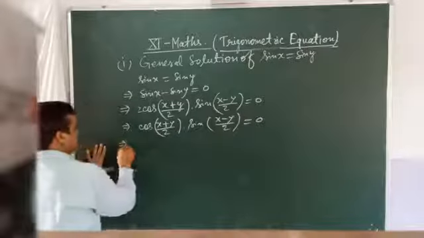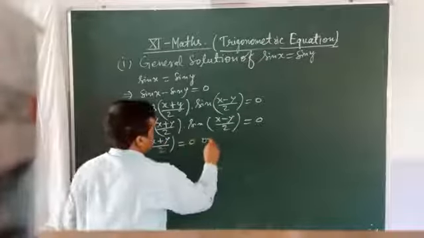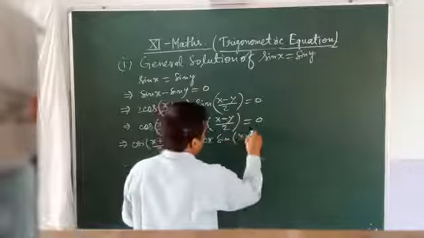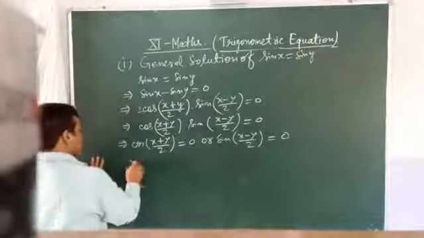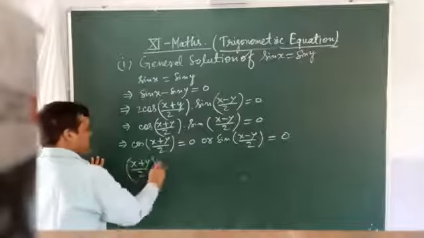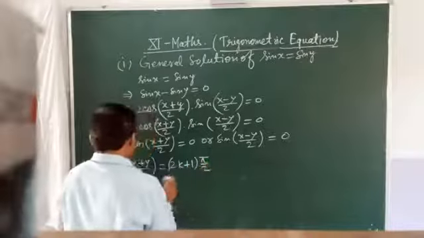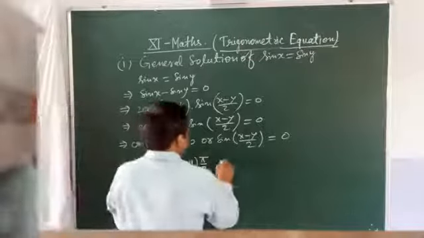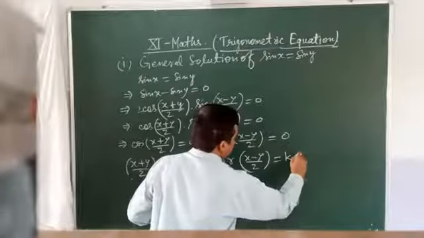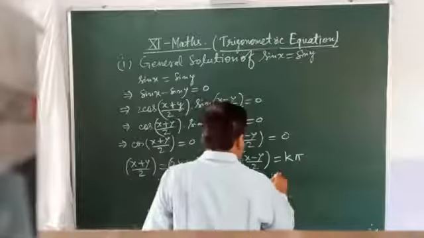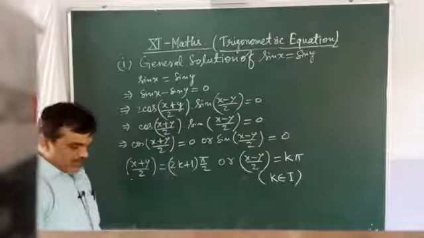This implies that cos (x+y)/2 equals 0 or sin (x−y)/2 equals 0. Cos (x+y)/2 equals 0. This means (x+y)/2 equals, in general form, (2k+1)π/2, and (x−y)/2 equals kπ. Here k belongs to integer. K is a constant, it belongs to integer.